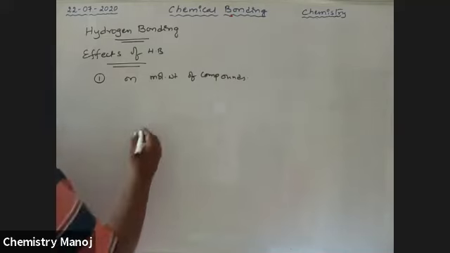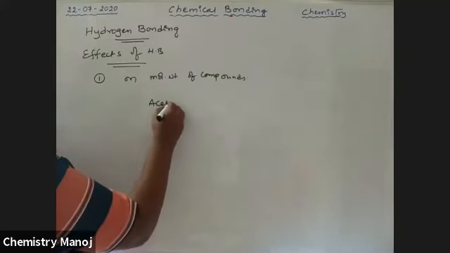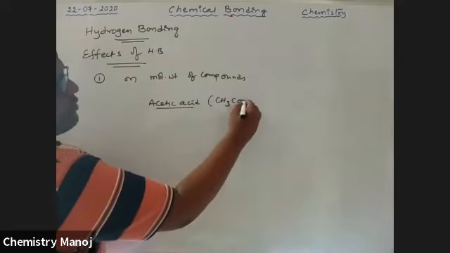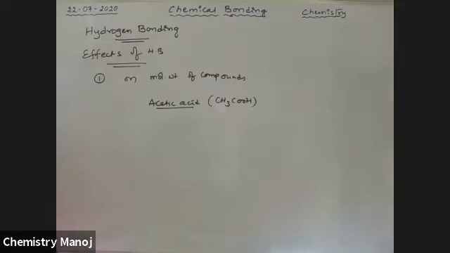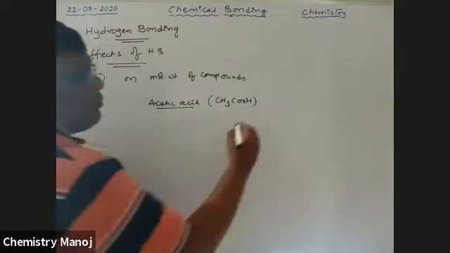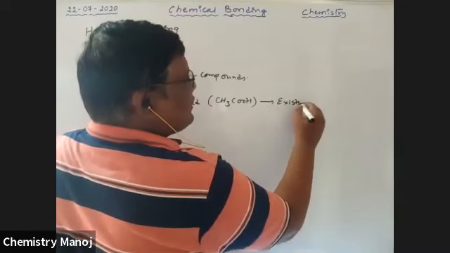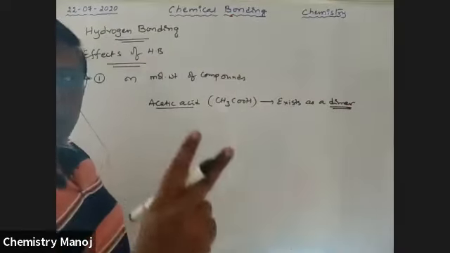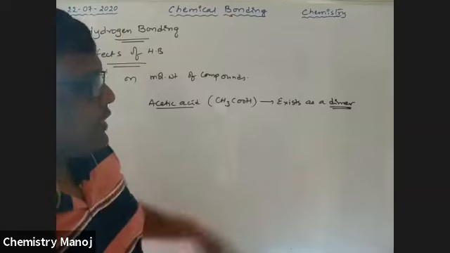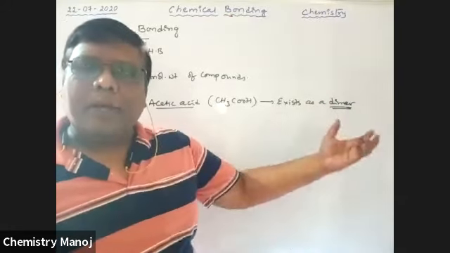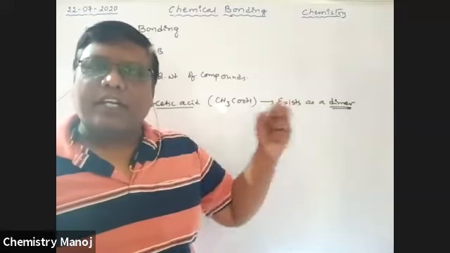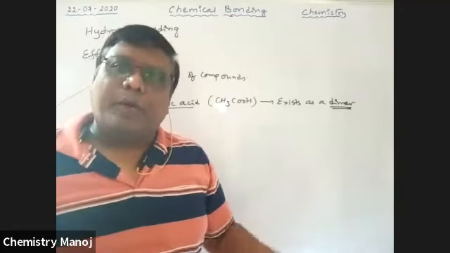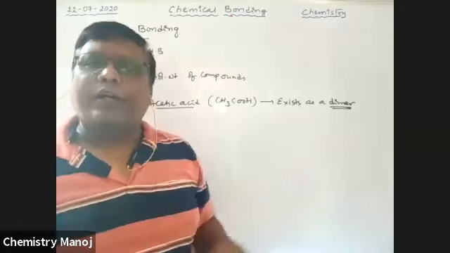See here, acetic acid. Its formula is CH3COOH. This acetic acid exists as a dimer. Dimer means two molecules combine with each other. Di stands for two, mer means merging. So two compounds combined is called a dimer. Three molecules combined, trimer. Four molecules, tetramer. Many molecules, polymer. Dimer means two molecules are going to be combined.